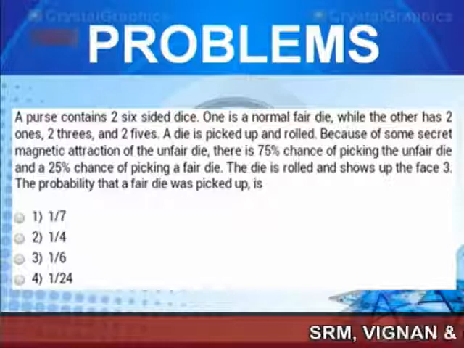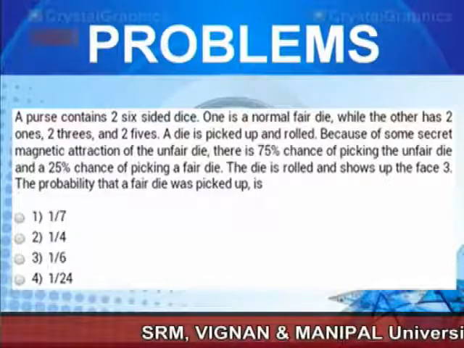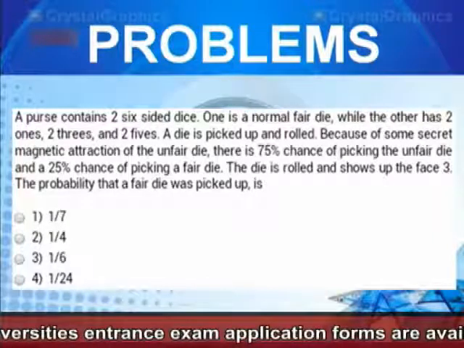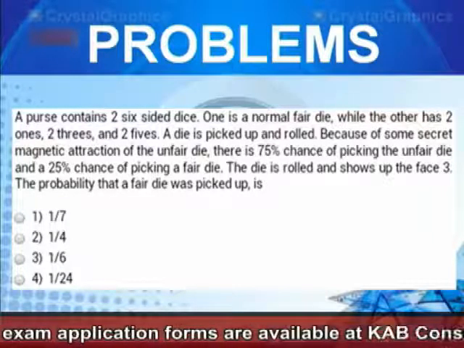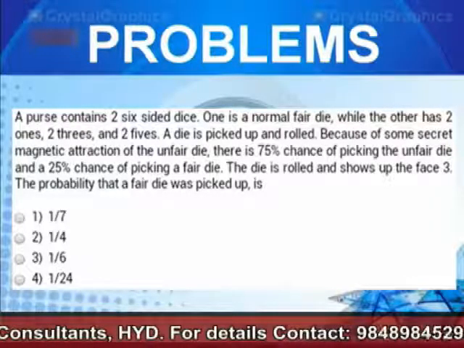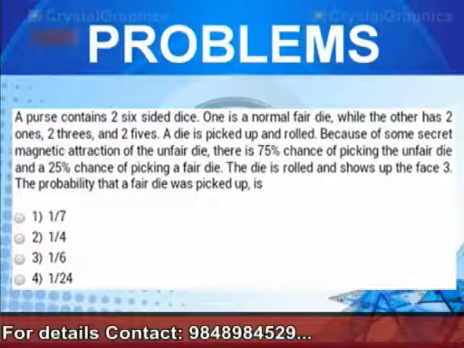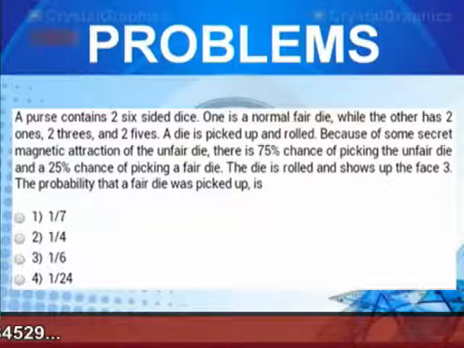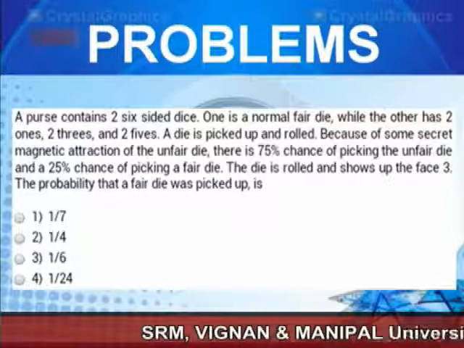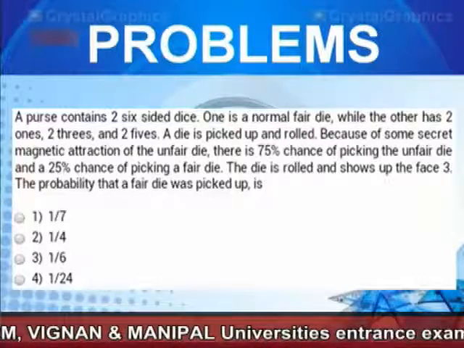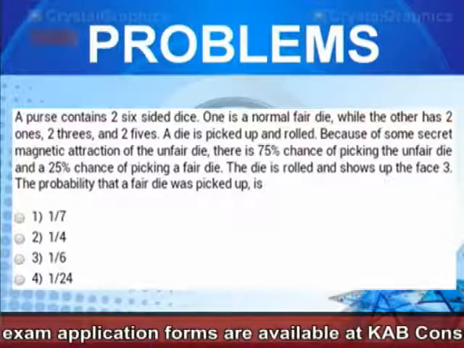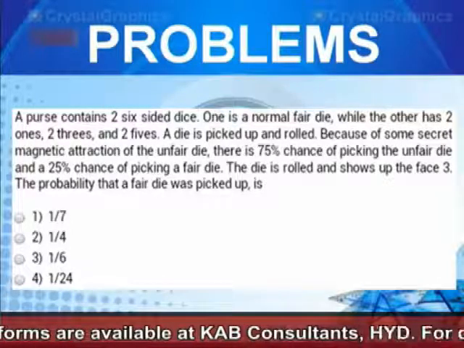While the other has 2 1s, 2 3s, and 2 5s. The other die consists of 2 1s, 2 3s and 2 5s. Please go through that sentence. Then how do you understand this? What is the probability of getting 1 on a fair die? On a fair die it is 1 by 6.